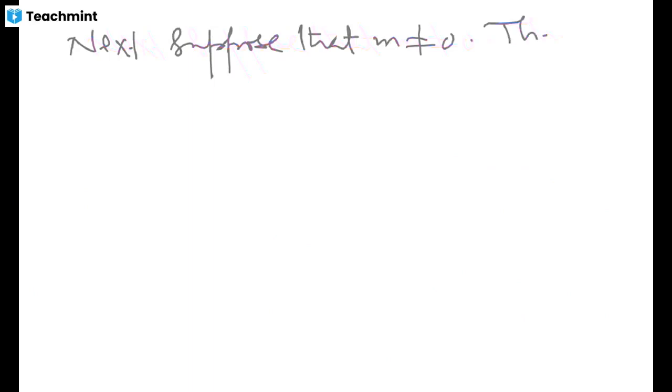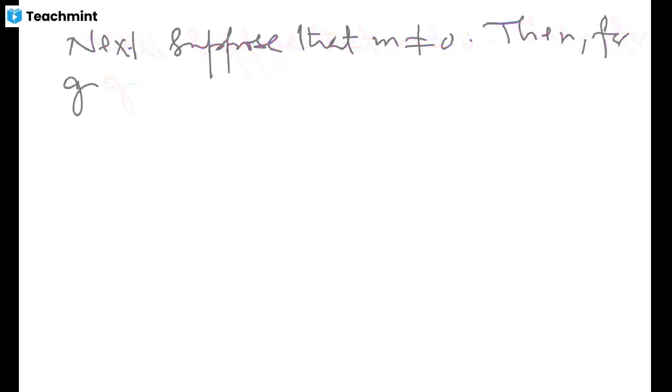Then we have to consider this choice of delta. What should be the delta for a given epsilon greater than 0? We have to choose some delta. Choose delta equal to something, whatever it is. Let me write it later, because that value will come to you from the computation.